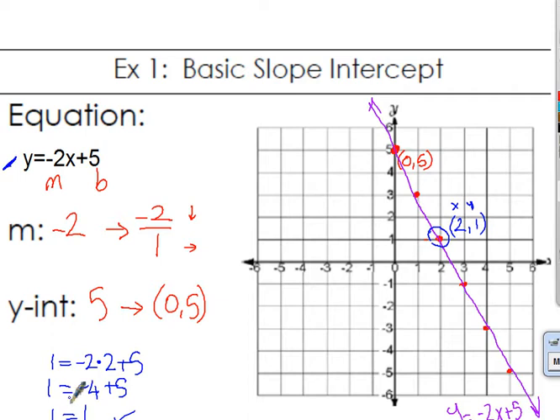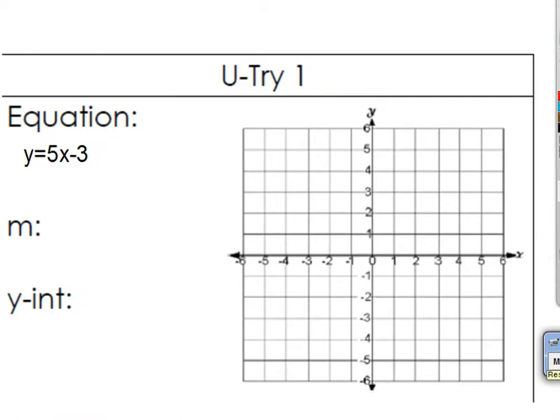Since this statement is giving us a true answer, that means the point 2, 1 was a solution to this system, which confirms that our graph was correct. If you end up with a false statement, that means either our y-intercept or the slope might have been incorrect, so we would have to trace back and check our work. Here's your first try.